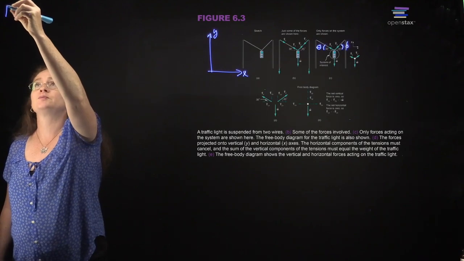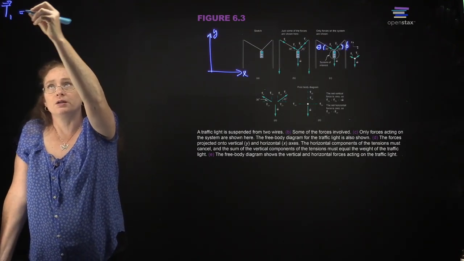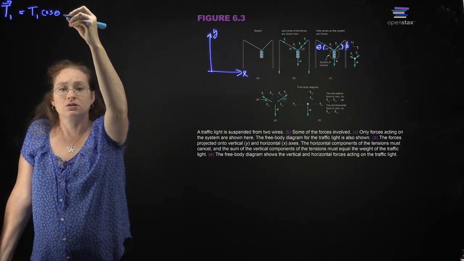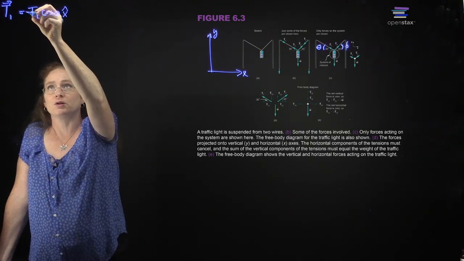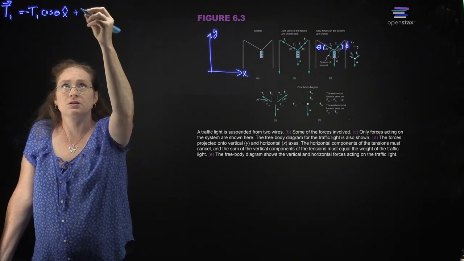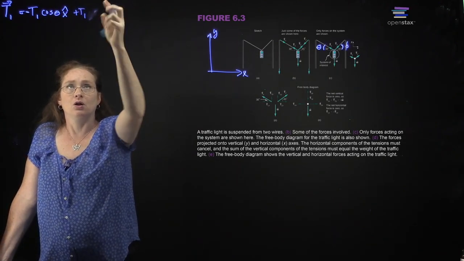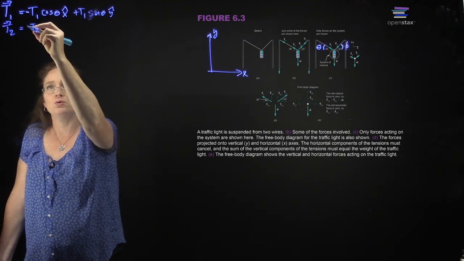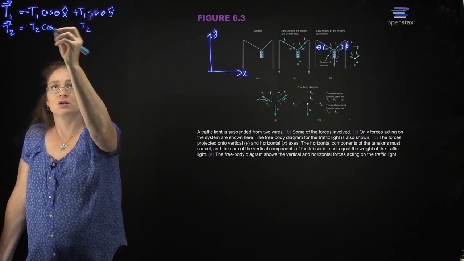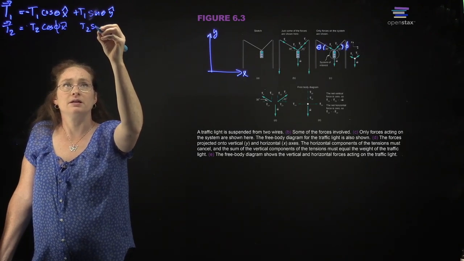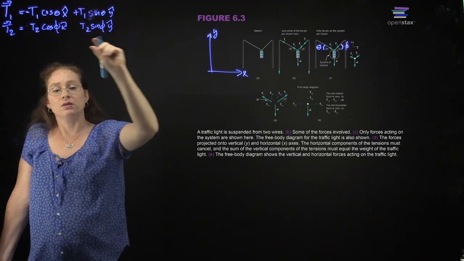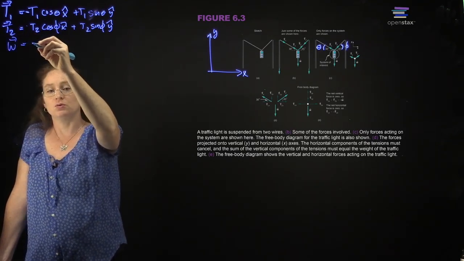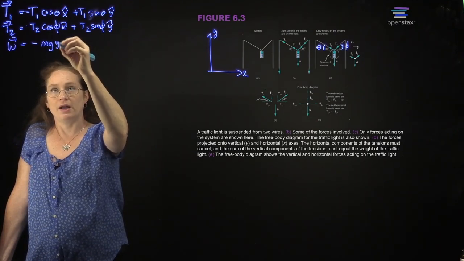So we will start by writing T1. T1 is equal to the magnitude of T1 times cosine theta, and that is along the x-hat direction, and it's negative. So we're going to put a negative sign here. And then we have plus T1 sine theta along the y direction. We have something very similar for T2, except now I have T2 instead of T1, cosine phi instead of cosine theta, and sine phi instead of sine theta. Now for T2, my x and y components are both positive. And then I have weight, and my weight is equal to negative mg in the y-hat direction.